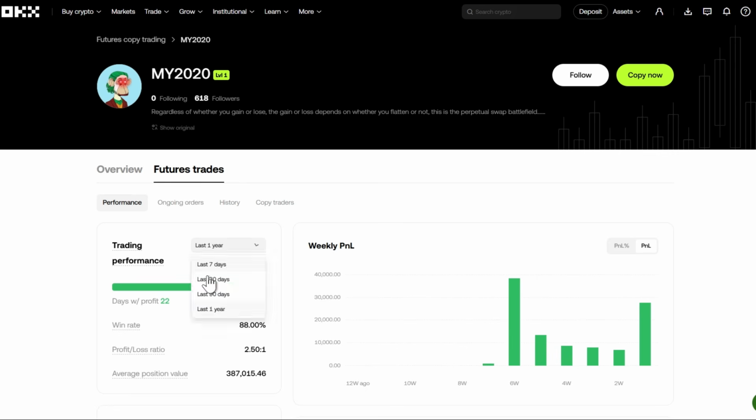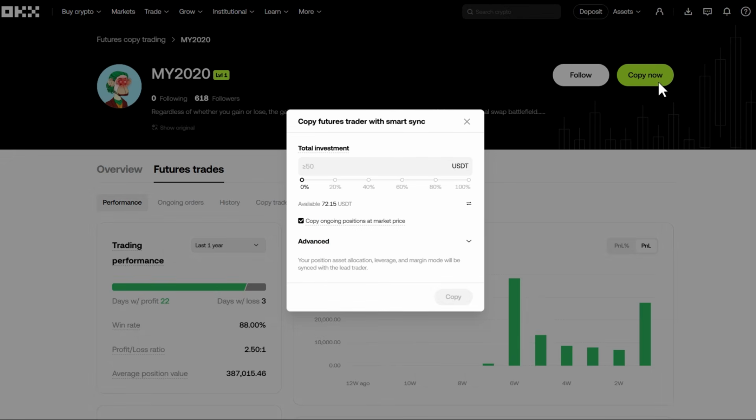All right, so once you find a trader you like, click the Copy Now button on the right side of their profile. Now this is where it gets interesting because OKX is pretty straightforward when it comes to how you copy trade. First, input your total investment. OKX has a minimum of 50 USDT when you want to do copy trading. You can quickly copy the lead trader's ongoing position if they have one. You can uncheck this one if you are not ready yet and want to take the next trade they take.